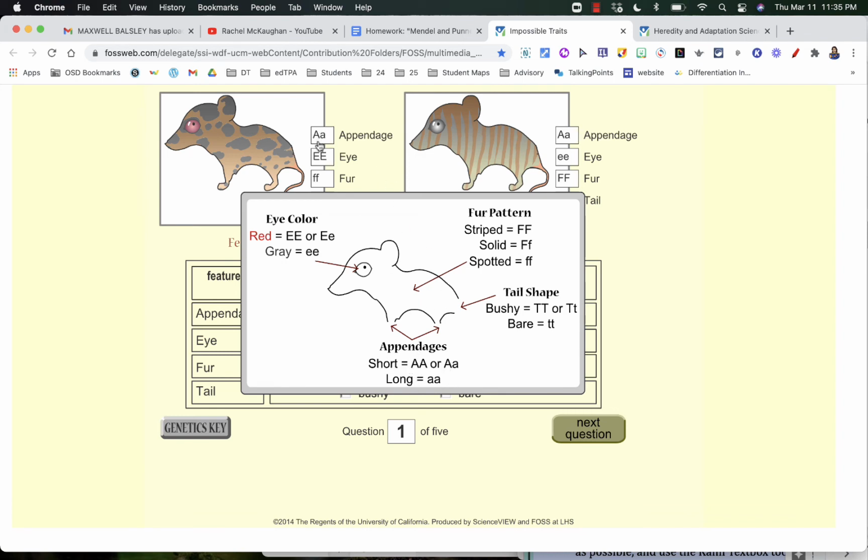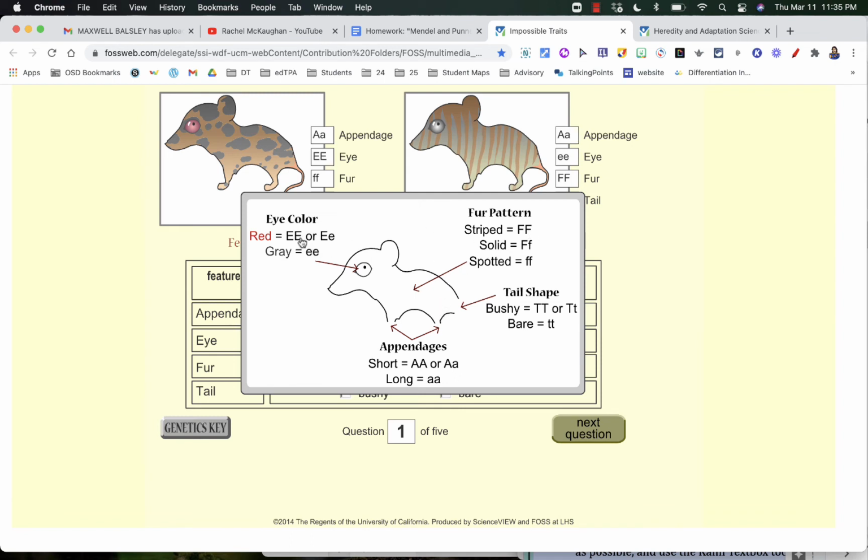Can I get big A, big A? Big A, yes, I can do that. Can I get a big A and a little a? Big A from this one, little a from this one, or a big A from this one, little a from this one? Yes, I can get that. Can I get 2 little A's? A little A from this one, a little A from that one. So you can have short or long legs with these parents. So nothing is impossible for legs.